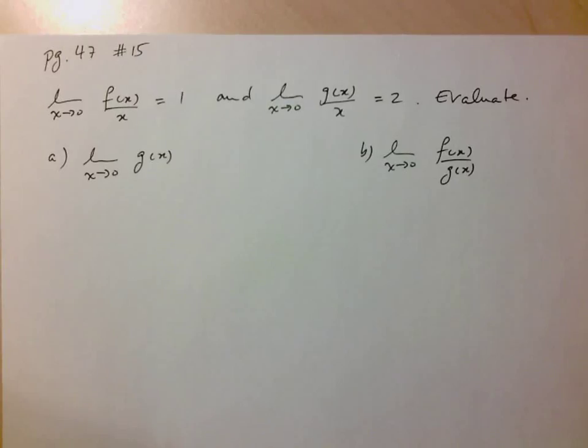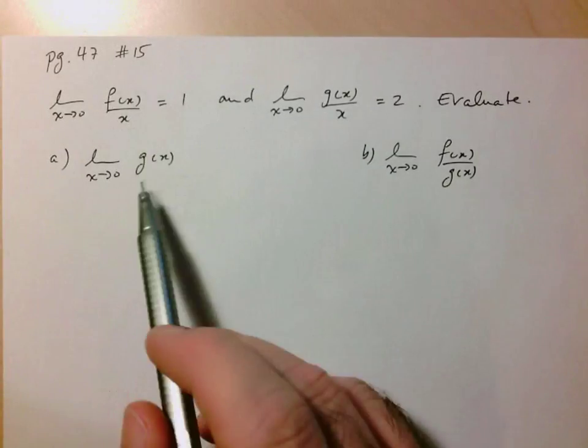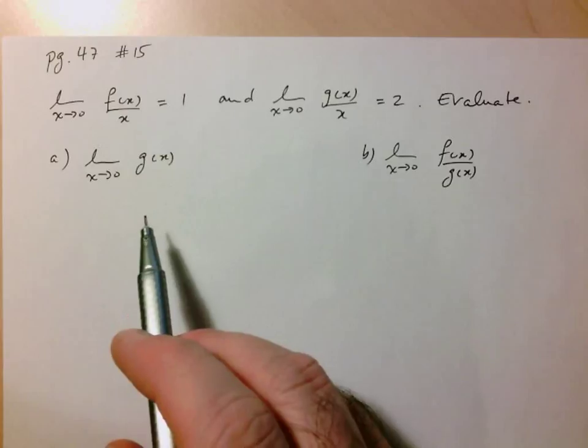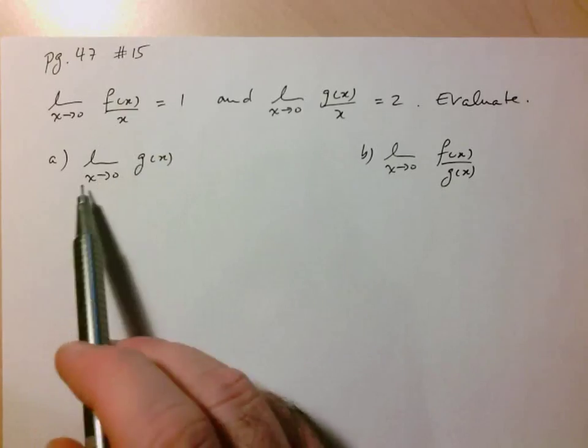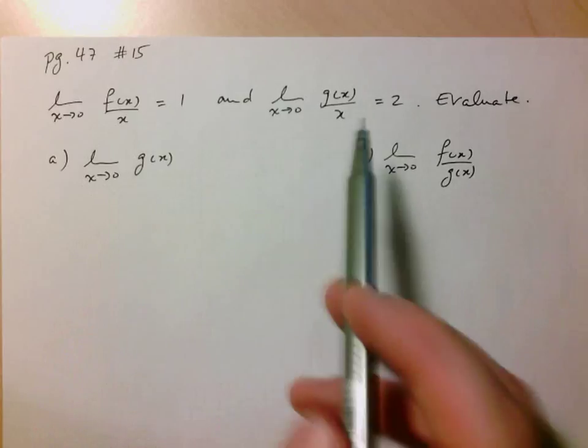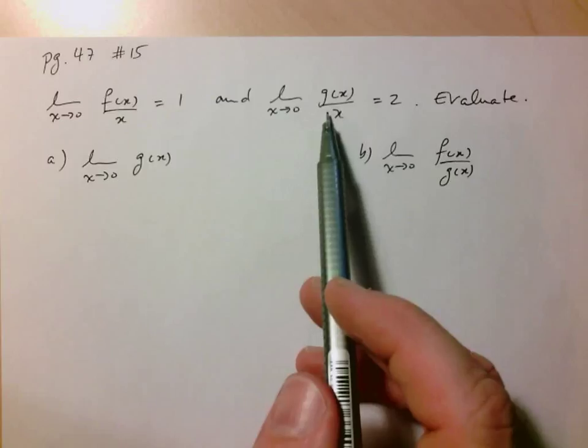Hi folks, we're going to take a look at the solution to number 15 on page 47. So they give us some information on a couple of limits, and then they're asking us to evaluate these two other limits. So first thing is they want us to determine the limit of this function g of x as x approaches 0.